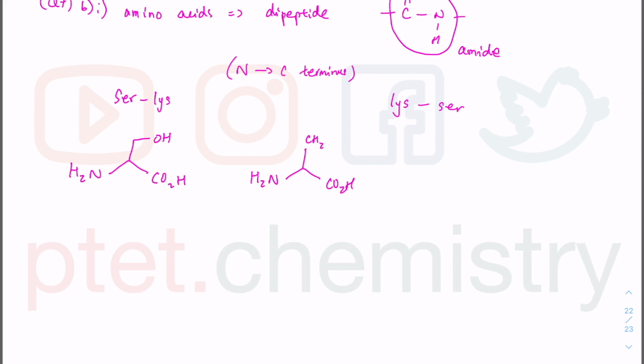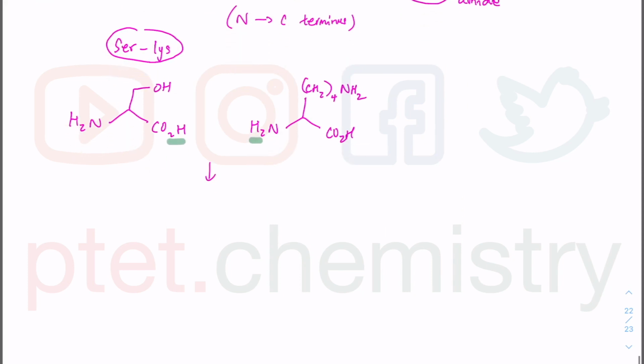CH2, 4 of them, and then NH2. So this is my side chain, CH2, and then 4 of them, NH2. I will do serine and lysine first. So let's do that first. So what happens is I do condensation. So it will lose the H and it will lose the OH there.